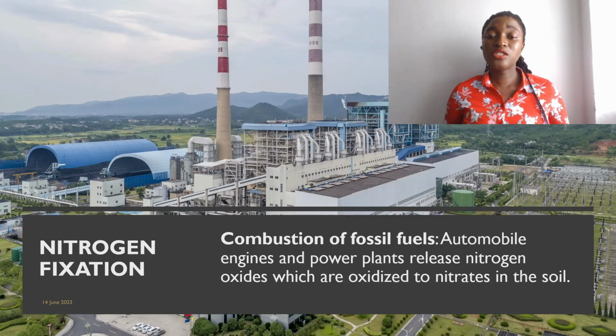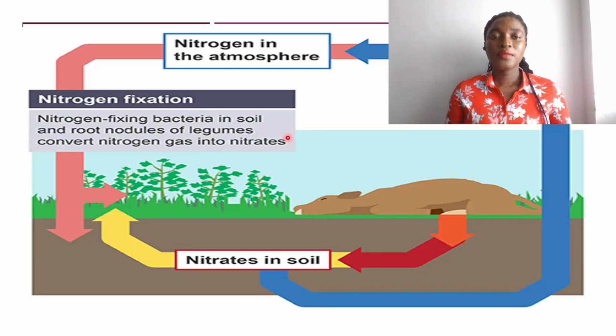Another way is by combustion of fossil fuel. Automobile engines and power plants release nitrogen oxides, which are oxidized to nitrates in the soil. From nitrogen fixation, now the nitrogen has been fixed in the soil. It's in the form of nitrate. In this image, you see that nitrogen is in the atmosphere. The very first step is when nitrogen fixing bacteria in the soil and root nodules of legumes convert the nitrogen gas into nitrates, what we just spoke about as the free living bacteria and the mutualistic bacteria. So now it's converted to nitrates in the soil for the plants to absorb.